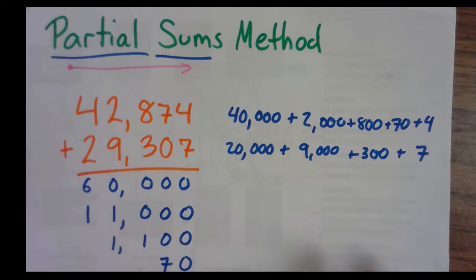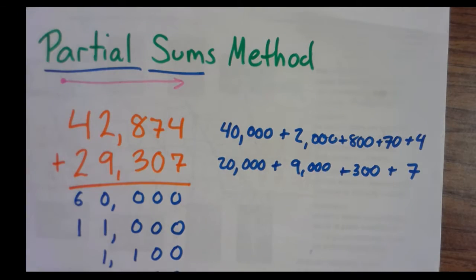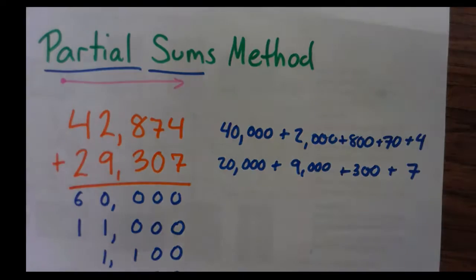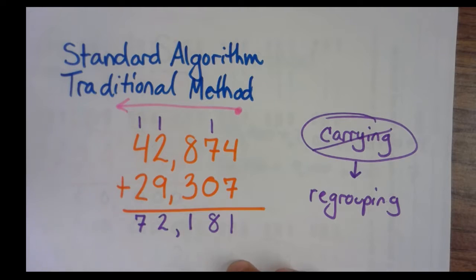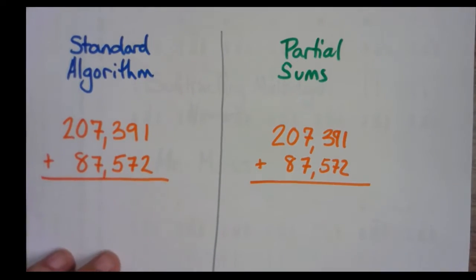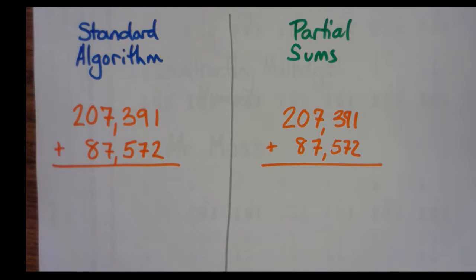So my recommendation is start with partial sums if your kids are just beginning to learn how to add multi-digit numbers, and then kick in with the standard algorithm when they're ready. We teach both of these in class, and it's usually a pretty even split on what students prefer. Let's do one more example here, and I'm going to again show this to you in both methods.